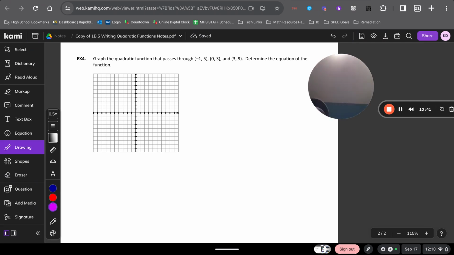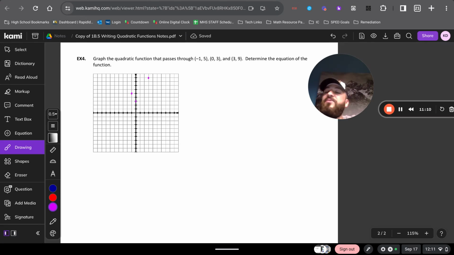So those 3 points, negative 1, 5, 0, 3, and 3, 9, give us kind of an unclear picture of our quadratic function at the moment. But if you do notice, one of the points that they did give us is that c value. So the c value is the y-intercept.